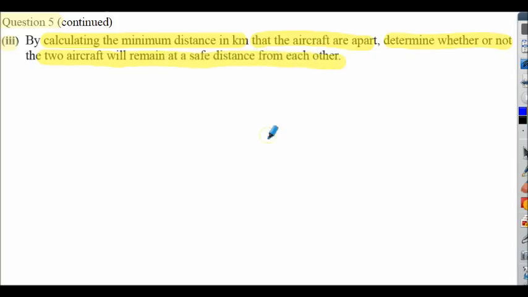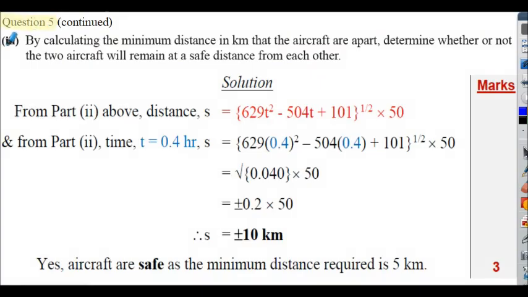So basically, calculating the time in part 3 of 0.4 hours, we can now insert that into the distance equation in part 1 and calculate the value of S. Solution shown on the following slide. Question 5, part 3. Here's the solution. That's calculated to be plus or minus 10 kilometers, so the aircraft is safe, as the minimum distance required is 5 kilometers, stated in the question.